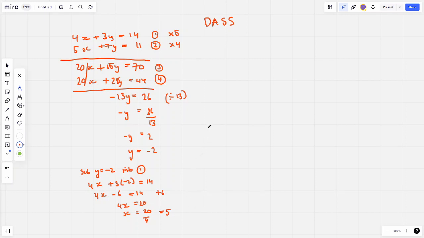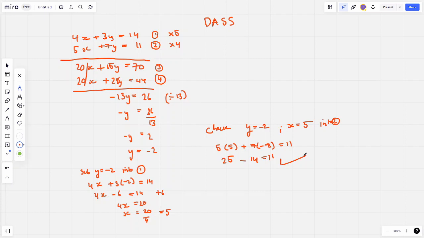And we can check that by substituting y equals minus 2, x equals 5 into equation 2. So it should work out. Let's do that. We've got 5 multiplied by 5 plus 7 multiplied by minus 2. Sorry, that's a minus 2, equals 11. Let's check it out. We've got 25 minus 14 equals 11. So therefore, that's a check.